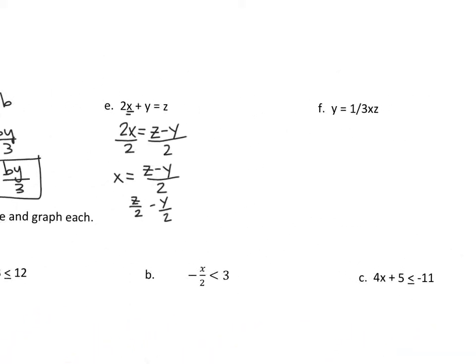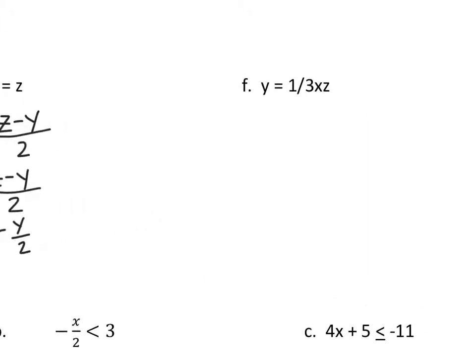And then for f, I'm going to get rid of the 1/3. So I'm going to multiply both sides by 3. So it's going to be 3y equals xz, and then I'm going to divide both sides by z. So x equals 3y divided by z.